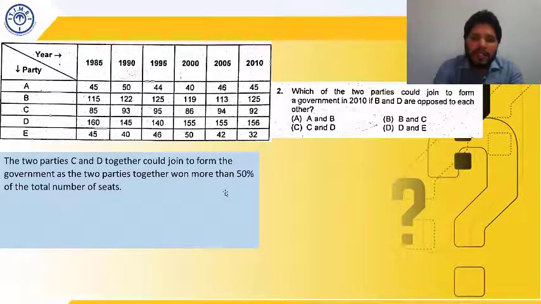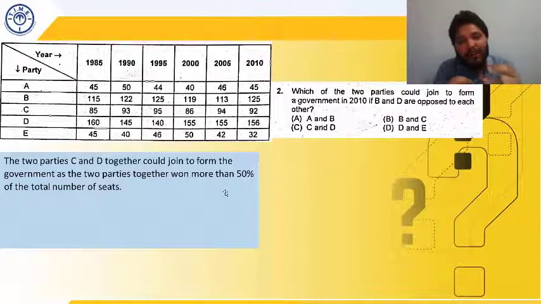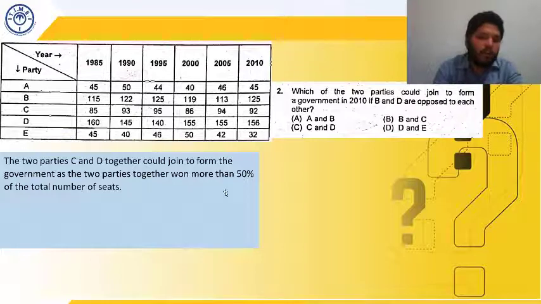In B and C and in C and D, which one is common in both of them? C is common in both. So if C is common in B and C and C and D, then from B and D, whoever is greater is going to form the government. Obviously D is greater than B, so C and D combining is going to form the government. So you need not calculate in this question also.